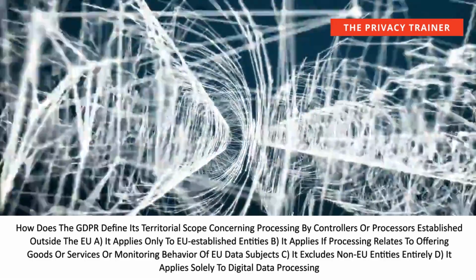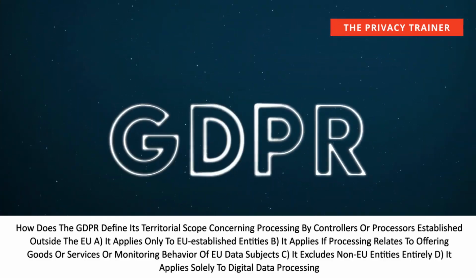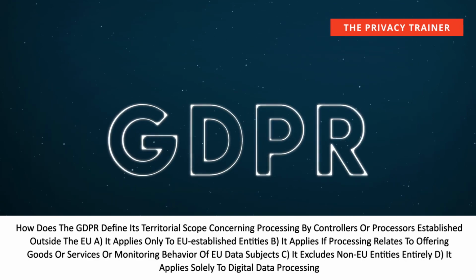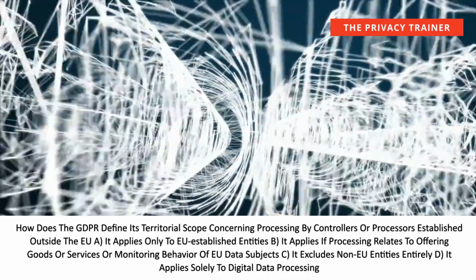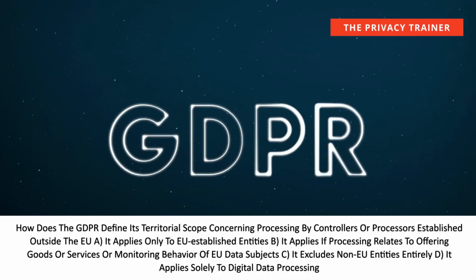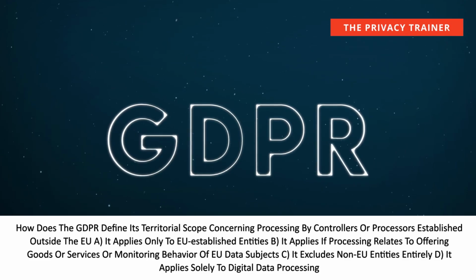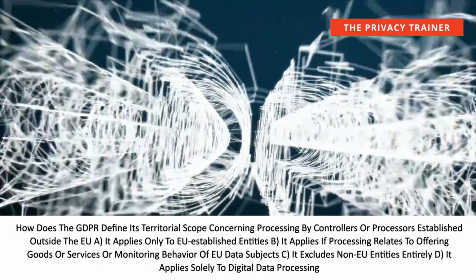How does the GDPR define its territorial scope concerning processing by controllers or processors established outside the EU? A. It applies only to EU-established entities. B. It applies if processing relates to offering goods or services or monitoring behavior of EU data subjects. C. It excludes non-EU entities entirely. D. It applies solely to digital data processing.